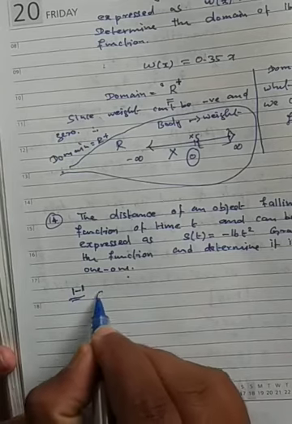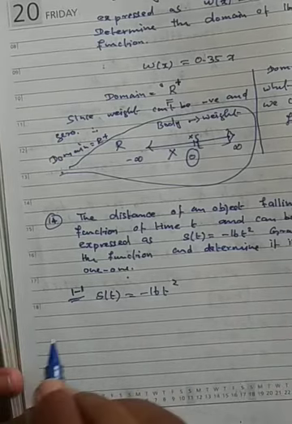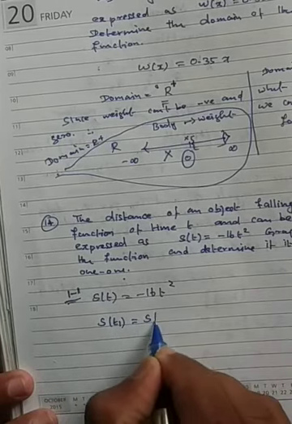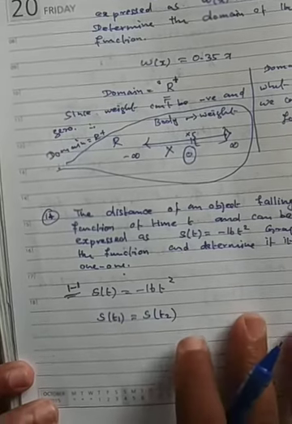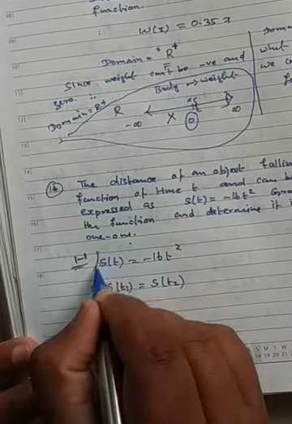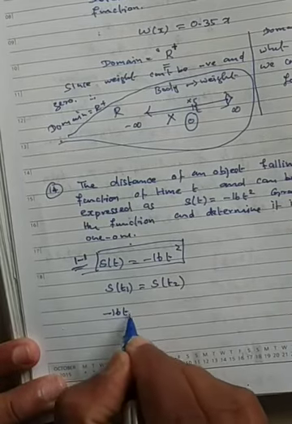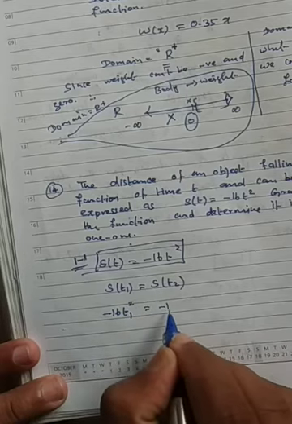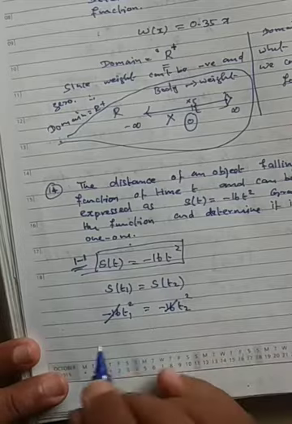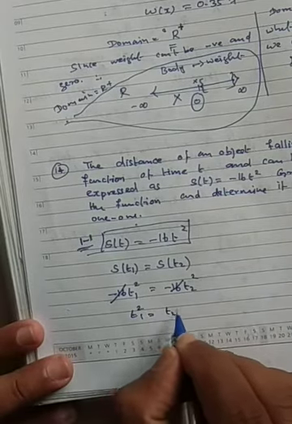Okay, s of t is what here? Minus 16 t square. To show it, take s of t1 equals s of t2, and the answer should come t1 equals t2. Then it is one-to-one. For s of t1 we get minus 16 t1 square, and for s of t2 minus 16 t2 square. So minus 16 gets cancelled, and t1 square equals t2 square.